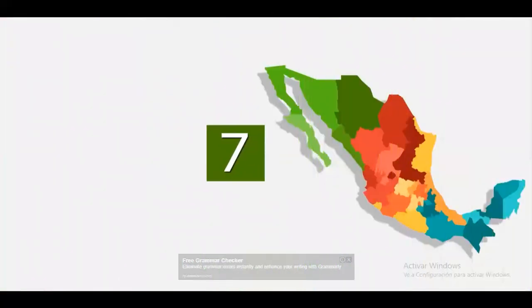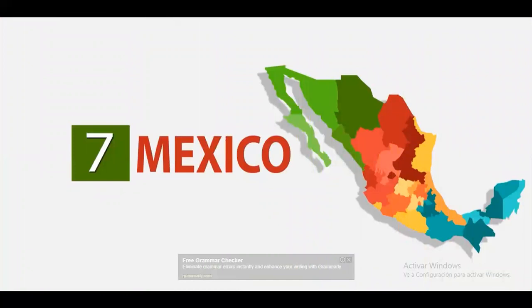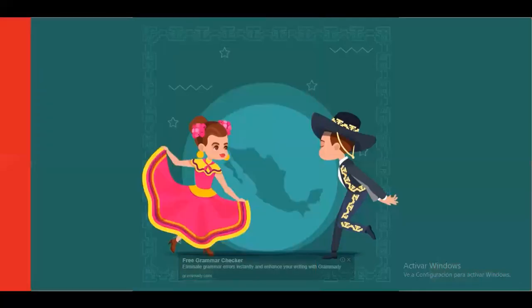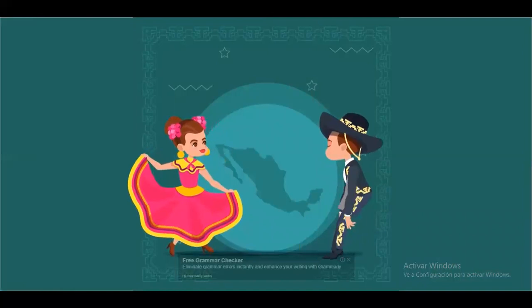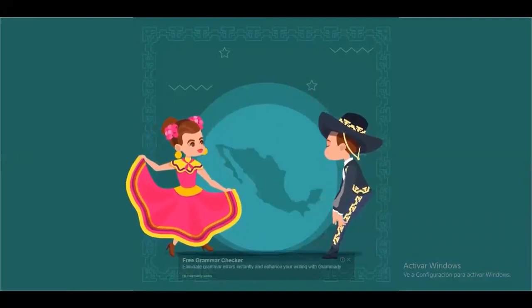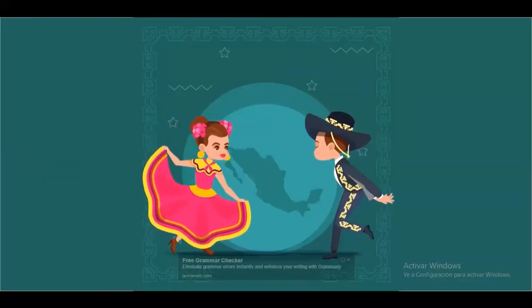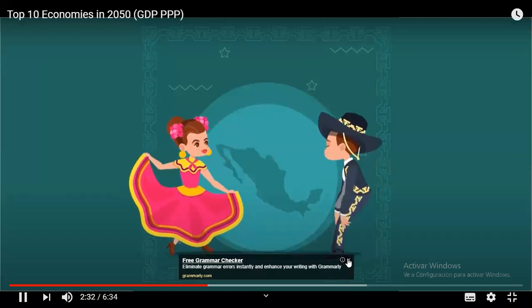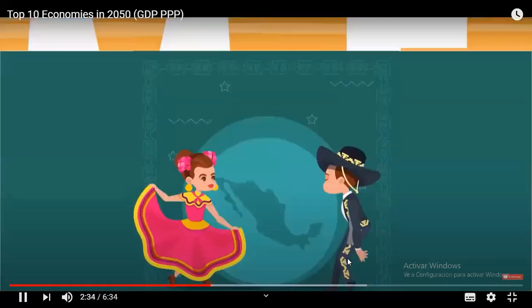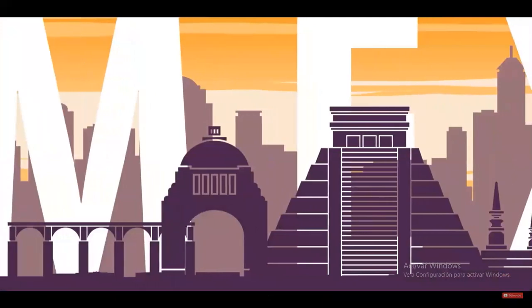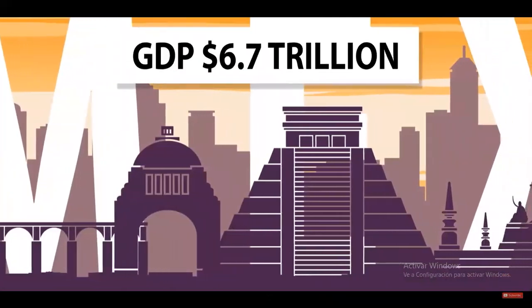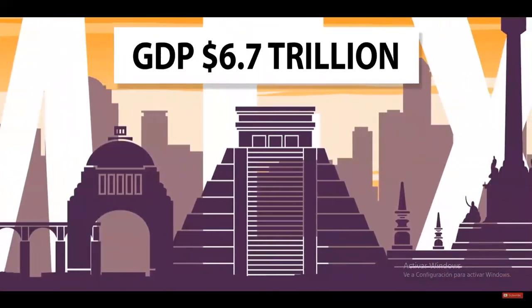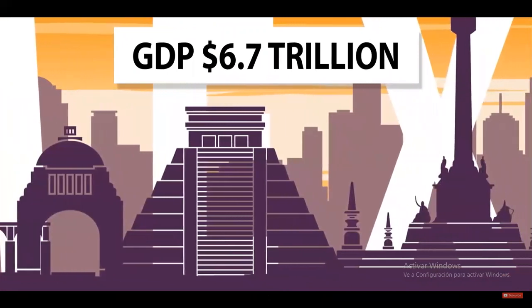At number 7, Mexico. Mexico, a Latin American country, has established itself as a major economic power, as Mexico manufactures and exports the same amount of goods as the rest of Latin America combined. In 2019, Mexico is the 11th largest economy in the world, and in the year 2050, it will become the 7th largest economy with a GDP of $6.7 trillion from its $2.6 trillion GDP of this year.